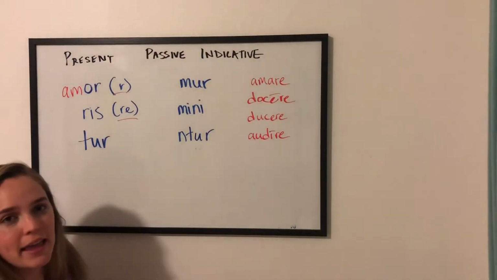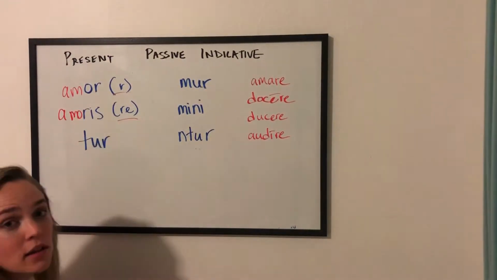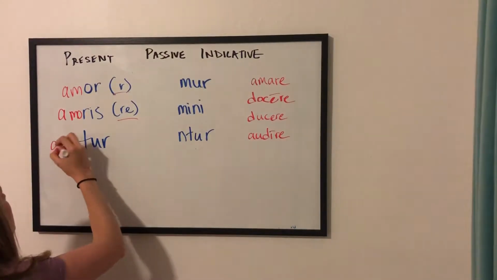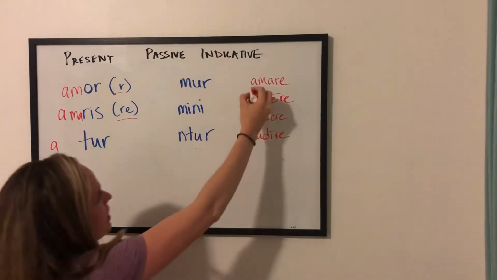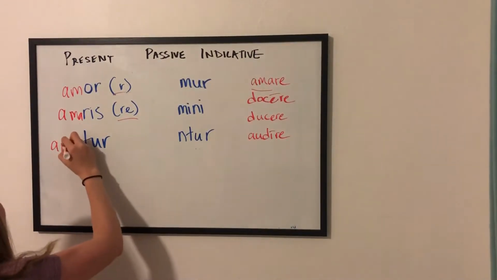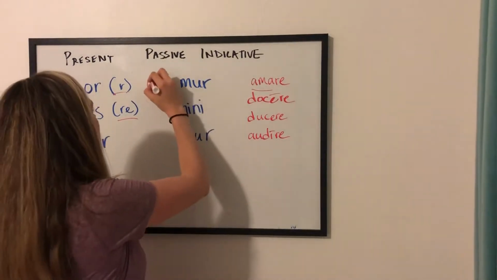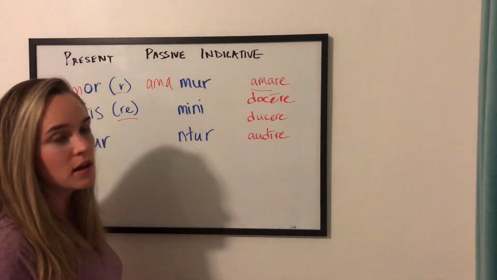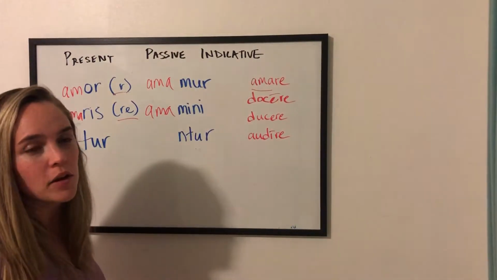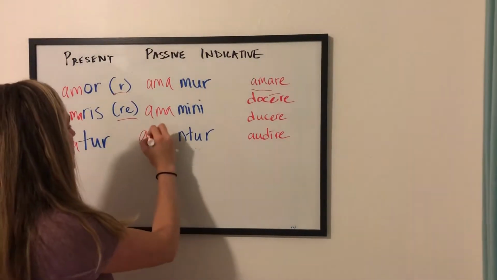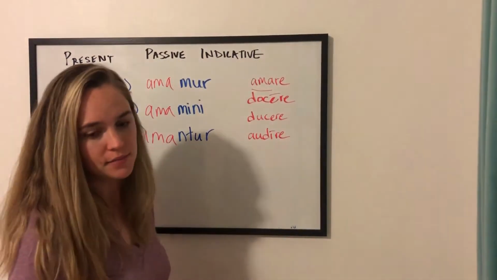Amor. I am loved. Amaris, you are loved. We use the stem. Amatur, he, she, or it is loved. Amamur, we are loved. Amamini, y'all are loved. Amantur, they are loved. Okay, great.